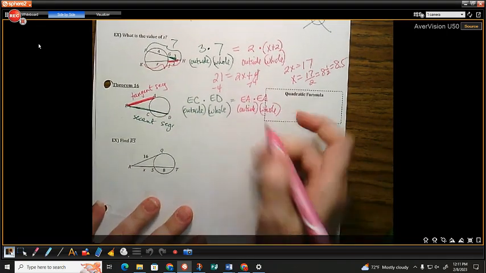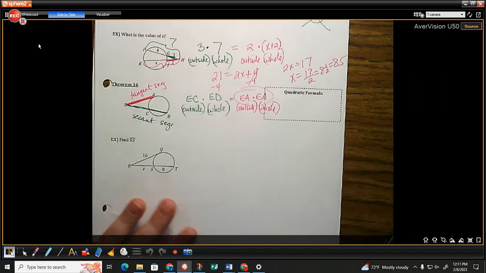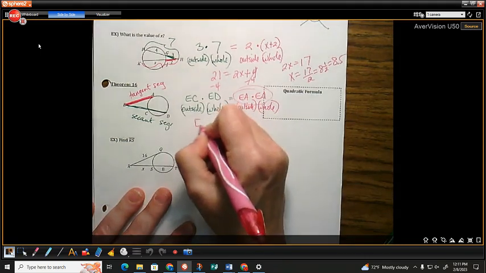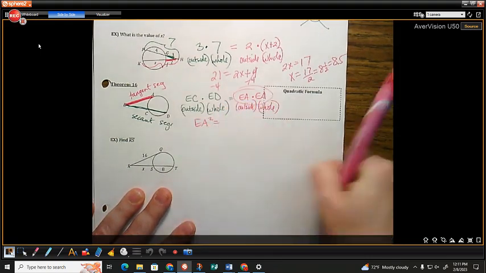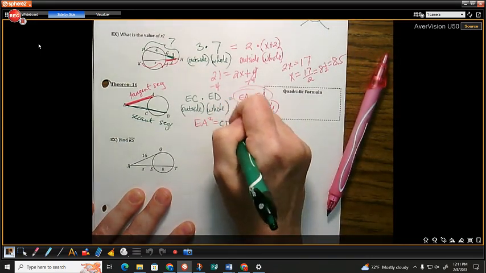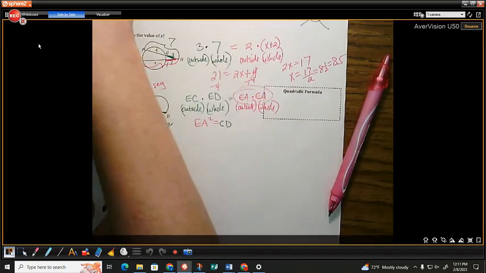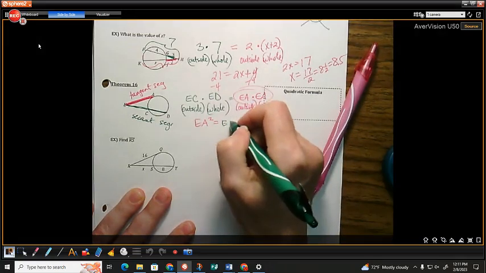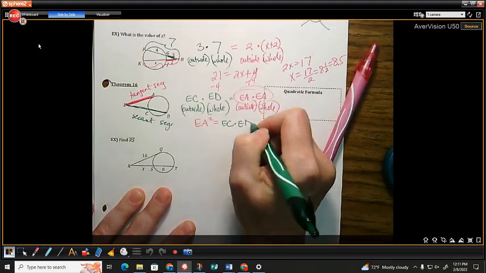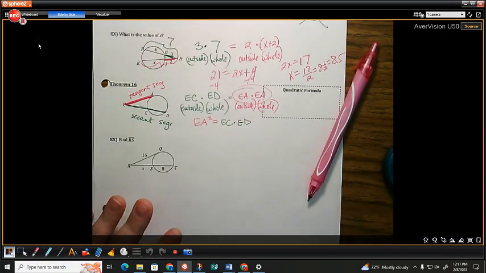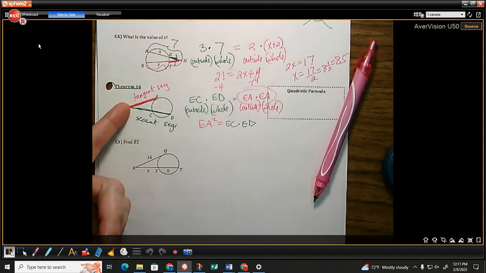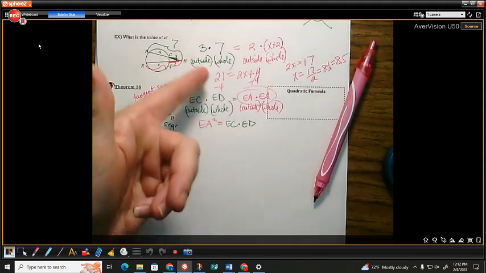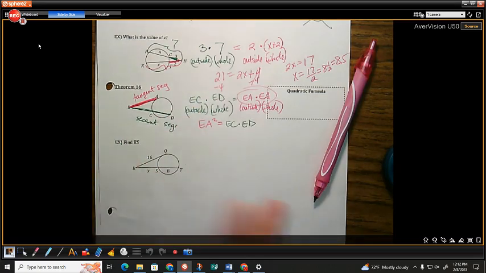But what happens when your outside and your whole thing are the same? Just square it. And so it says EA squared equals EC times ED. Well, I said EC and I wrote CD, what the heck? EC times ED. So as long as they intersect outside the circle, it's basically the same formula. Outside whole, outside whole.